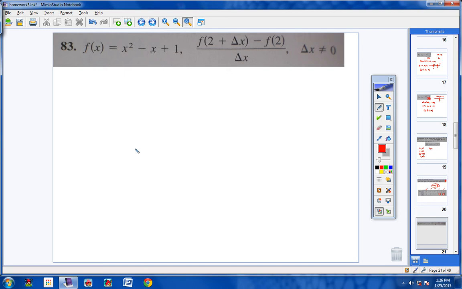Okay, moving on to numbers 83 through 89. We're going to do some difference quotients, okay? So here we go. For my x, first of all, we're going to start off with f of 2 plus delta x. So everywhere there's an x, I'm going to put this right here, alright? So here's what I have. I'm going to write it like this. I have f of 2 plus delta x minus f of 2 over delta x, okay?